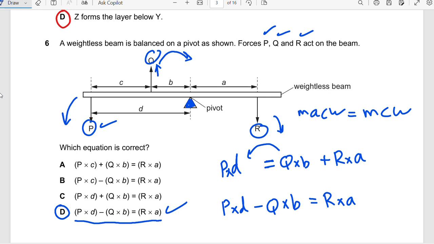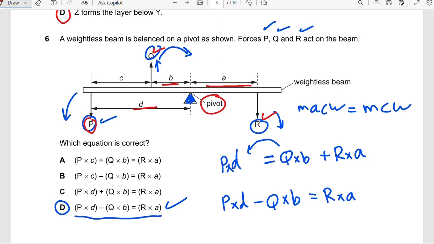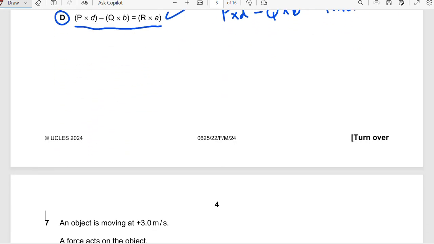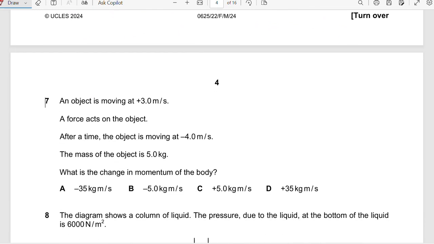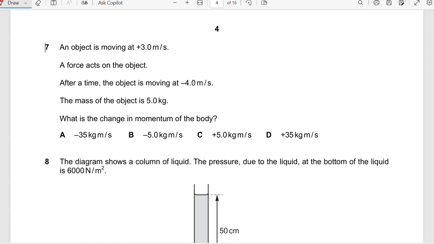Please pay attention to the distance of each force. The distance of P is actually D, the distance of Q is B, and the distance of R is A. Remember, we are finding the distance from the pivot. Okay, I hope it's clear. Please feel free to ask any question and I will answer you inshallah later.